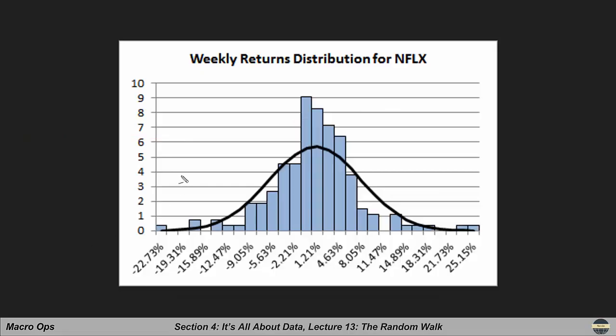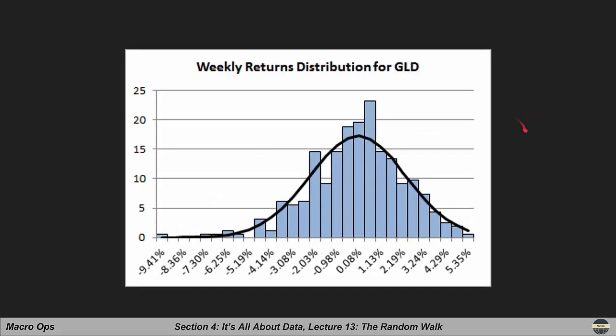So here's the same equations run on Netflix stock, and we see many more occurrences happening with the small weekly returns, and then the fat tails both on the upside. We see occurrences popping up well above the normal distribution and on the downside. And so we can run this through many other different asset classes.